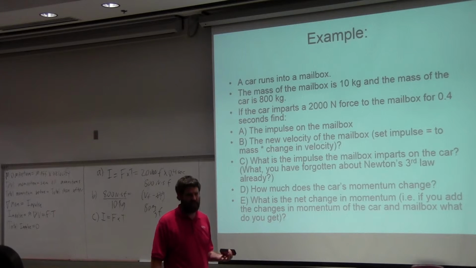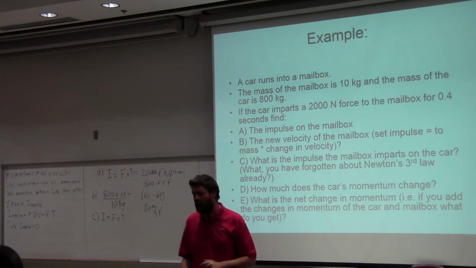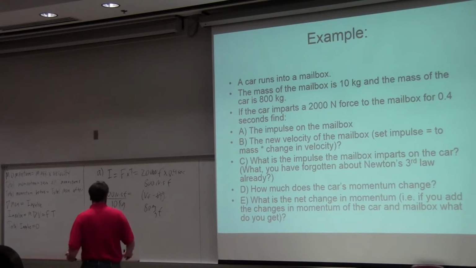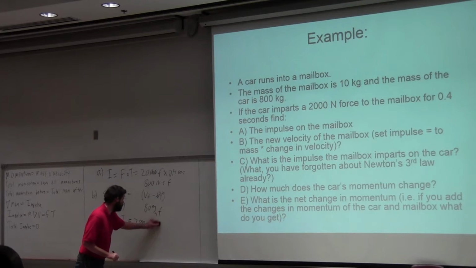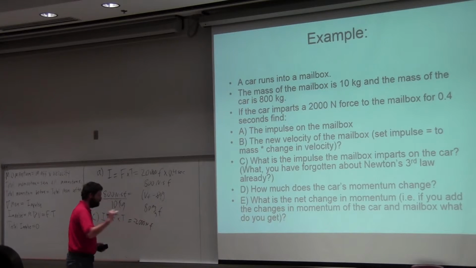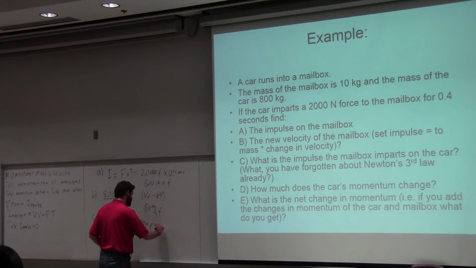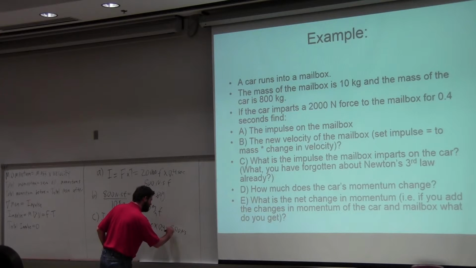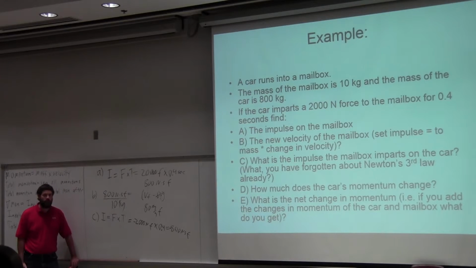Well, Newton's third law states that anytime the car impacts something else, that object pushes on the car in the opposite direction. So that means the car gets a force of 2,000 newtons backwards, or minus 2,000 newtons forward. And I'm going to do everything in the forward direction here, so I change it to forward. That's times time equals, don't forget your minus sign. So minus 800 newton seconds forward.